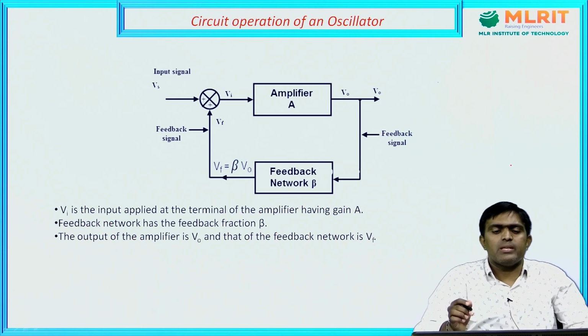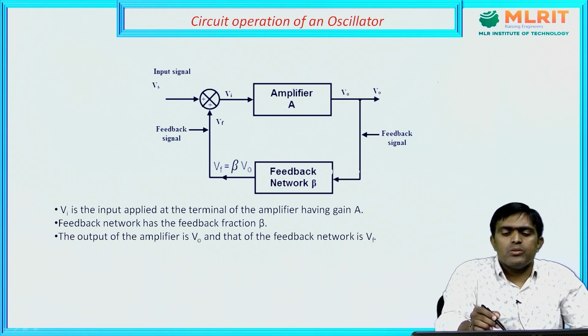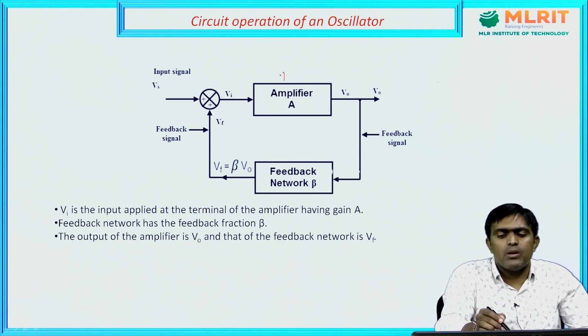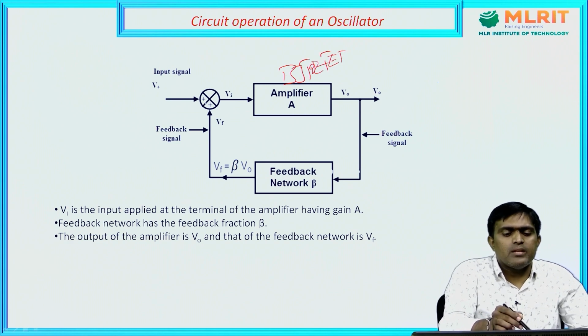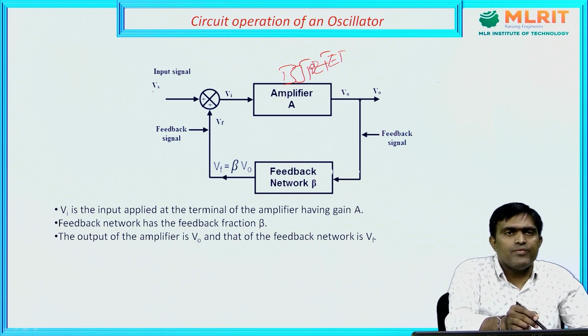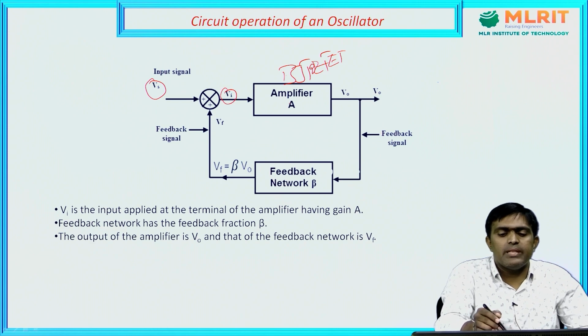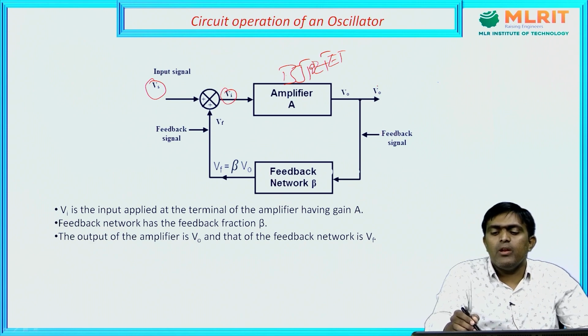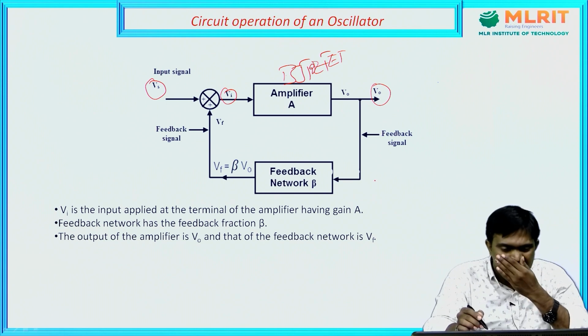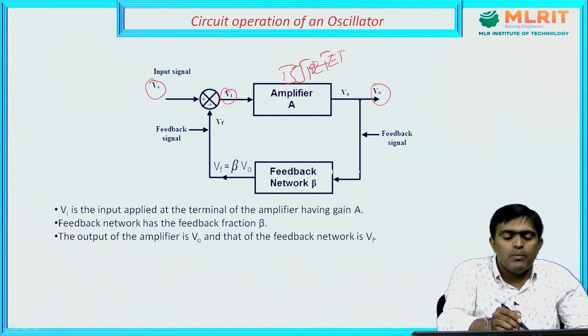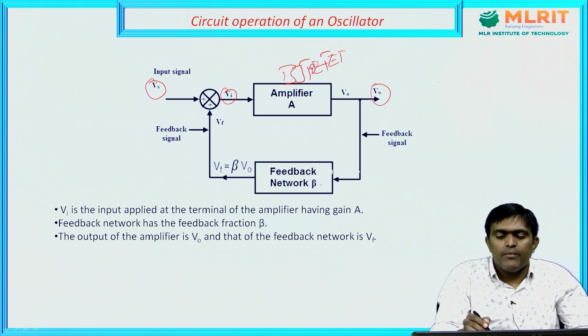Now we will see the exact circuit operation of the oscillator. Here we are using an amplifier, where we use active devices like BJT or FET, and this is the input signal applied with the source, denoted as Vs. Vi is the input signal applied to the amplifier, and V0 is the output of the amplifier, and a portion of the output signal is given back to the input. This is nothing but the feedback network.